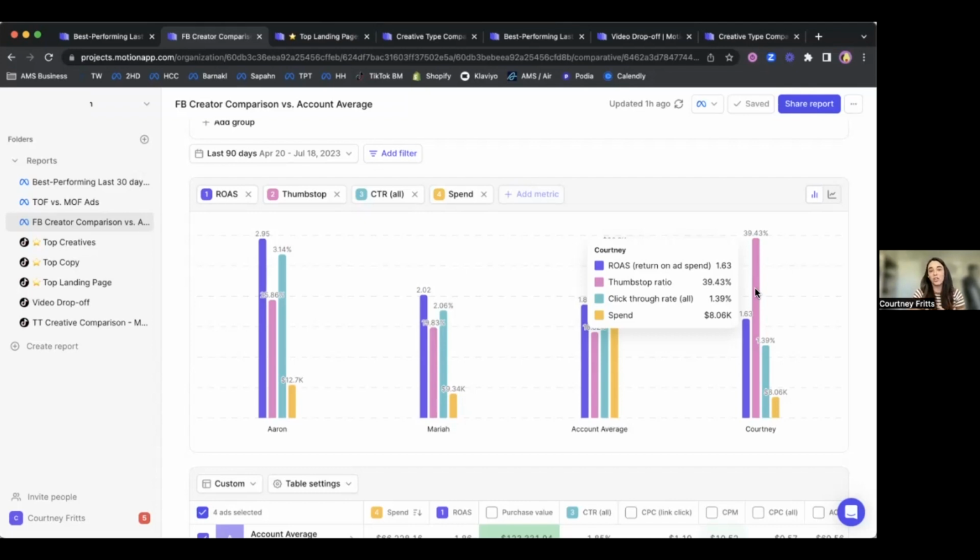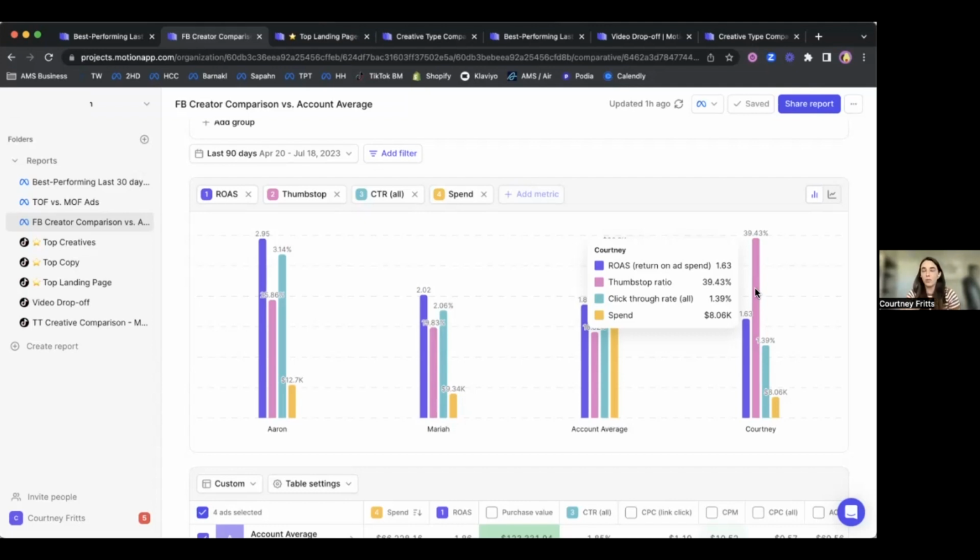And then I could share that with Aaron and Mariah and whoever else and say, hey, we found that this hook works really well. You don't have to use this hook exactly, but here's some inspiration. Can you try to make a video like this? Or maybe it's a different voiceover, but a similar hook.